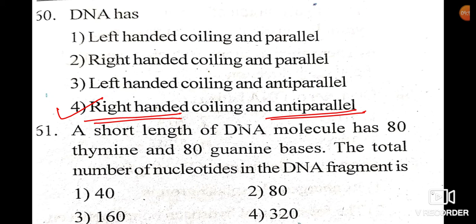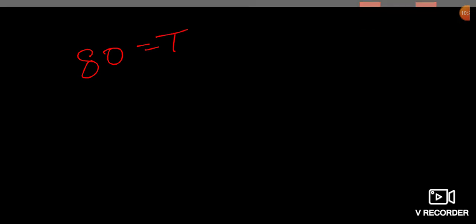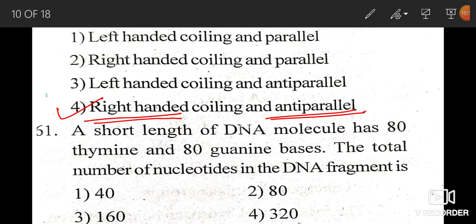Question number 61. A short length of DNA molecule has 80 thymine and 80 guanine bases. The total number of nucleotides in the DNA fragment is. So in the DNA structure, it contains 80 thymine and 80 guanine.